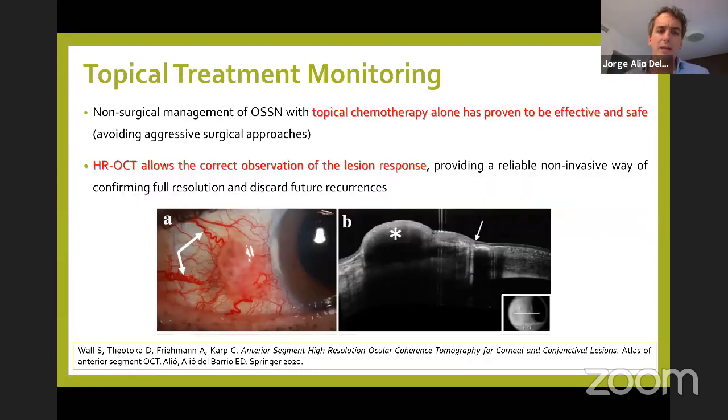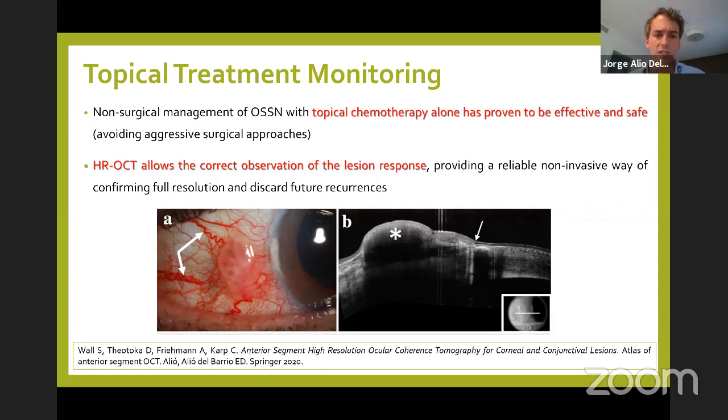So, but it has changed not only the diagnosis, but also the management, the treatment, because today we are treating these lesions not with an aggressive surgery, but many of these we are treating with topical chemotherapy alone, as it has been proven to be an effective and safe approach to treat these lesions, avoiding in many cases the surgery.